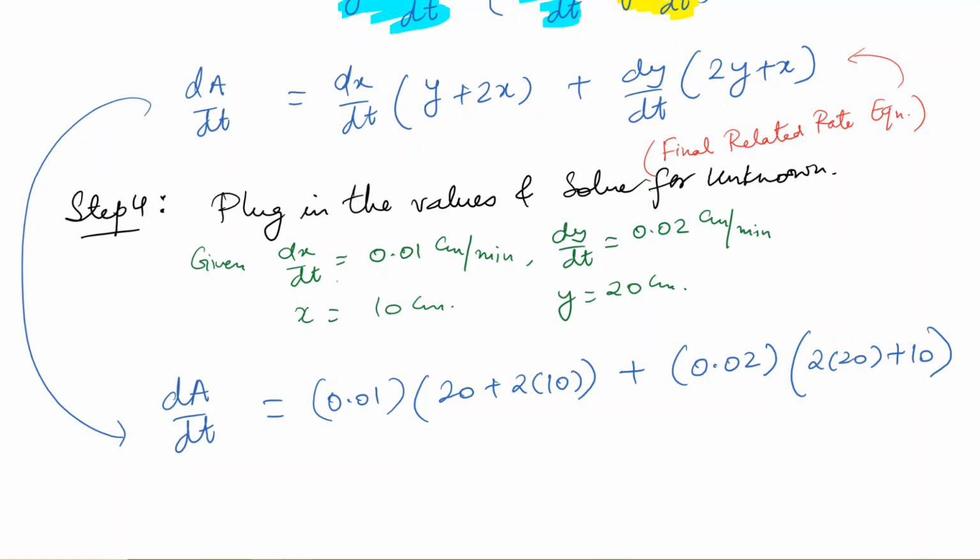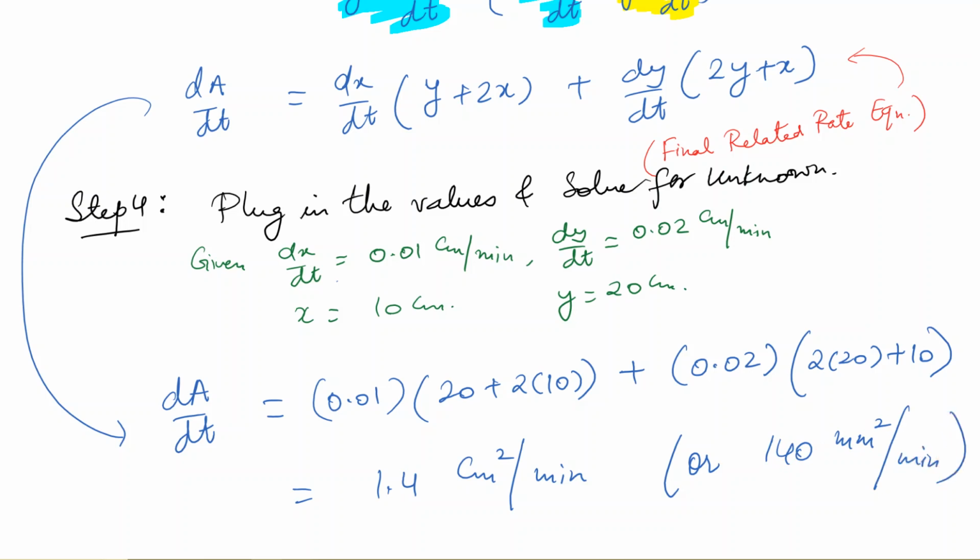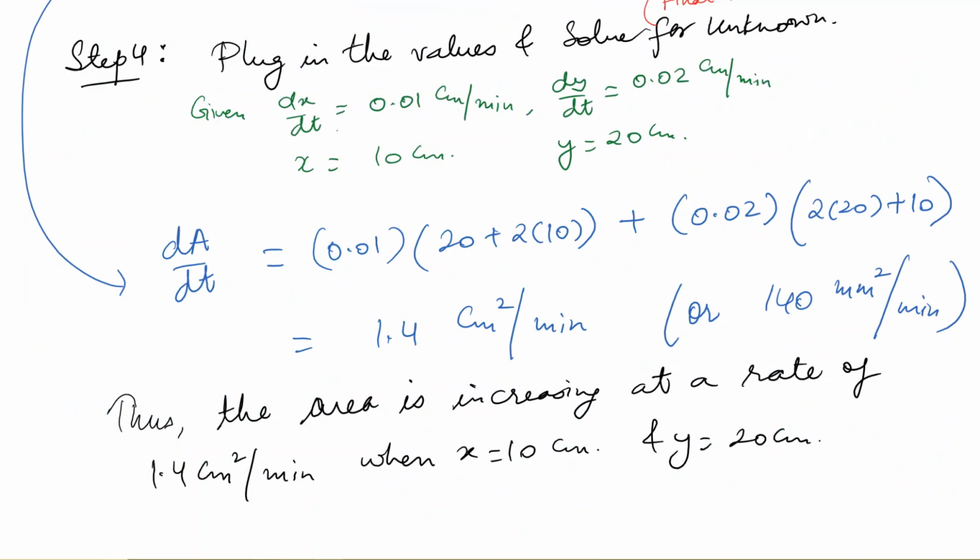And when we solve this, overall we get 1.4 square centimeter per minute. So area is increasing at this rate. Or if you prefer, you can write your answer in terms of square millimeters, so 140 square millimeters per minute. So this is the rate of change of area. So area is increasing at this rate when x is 10 and y is 20 centimeters. Hence we solved the problem and we figured out what we were looking for.